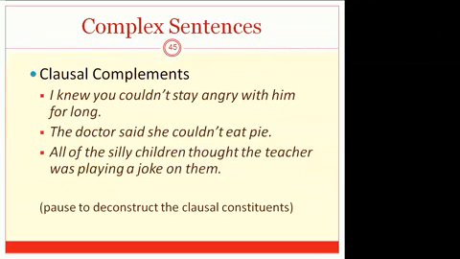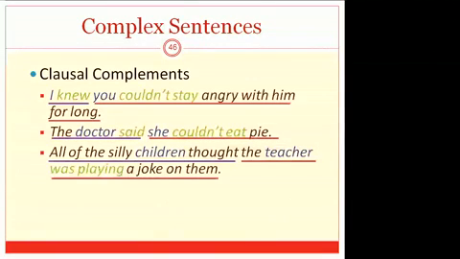Here are a few additional clausal complements for you to analyze. I knew you couldn't stay angry with him for long. The doctor said she couldn't eat pie. All of the silly children thought the teacher was playing a joke on them. Please pause your webinar and deconstruct the clausal constituents in the same way that we have been doing. Here are the clausal constituents marked for you. Please pause the webinar for as long as you would like.